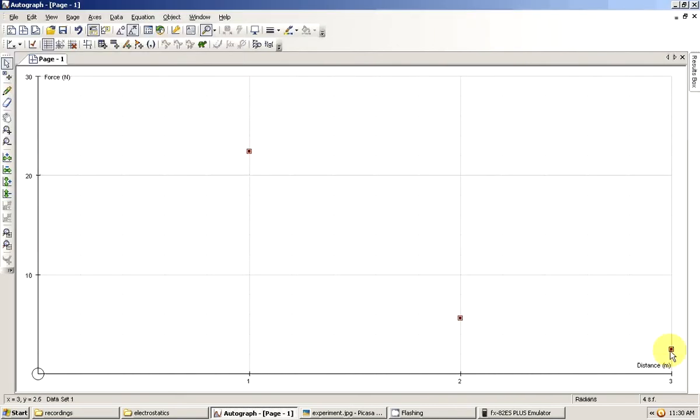It does appear to me that it's an inverse relationship, because as my distance is increasing, the force is decreasing. That would suggest an inverse relationship. Now in physical science in school, we're only going to be investigating 2 types of inverse relationships, either a straightforward inverse relationship or an inverse square relationship.